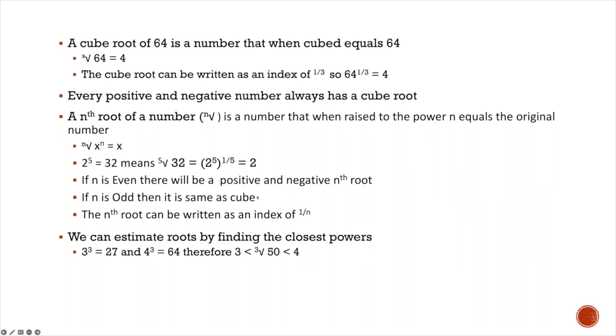If n is even, there will be a positive and a negative nth root. If n is odd, then it is the same as the cube root. The nth root can be written as an index of 1 over n. We can estimate roots by finding the closest power. 3 to the power 3 equals 27 and 4 to the power 3 equals 64. If we want to estimate the cube root of 50, we know it is in between 27 and 64, so it is in between 3 and 4.